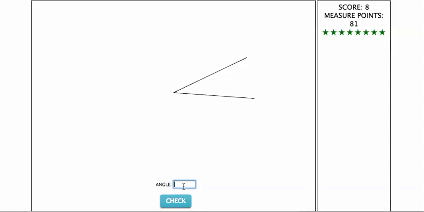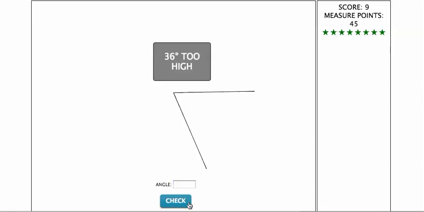What happens if I don't get a green star? Okay, so let's say this looks about 35 degrees to me, but let's say I'm off. Let's say I go 65. And it was 36 degrees too high, so I still accumulate an angle, but I do not get a green star, and I only have 45 measure points. Again, the object is to get as many angles as possible with your 100 measure points. My record is 20 or 21, I think. Anyway, this is how you play Age of the Angles.